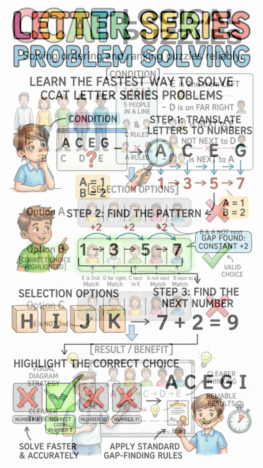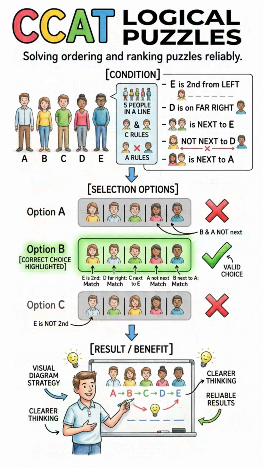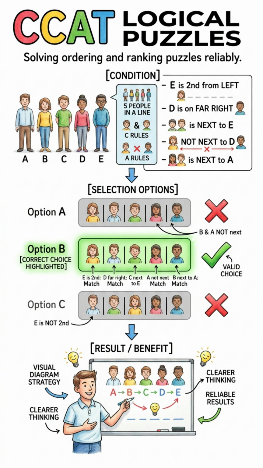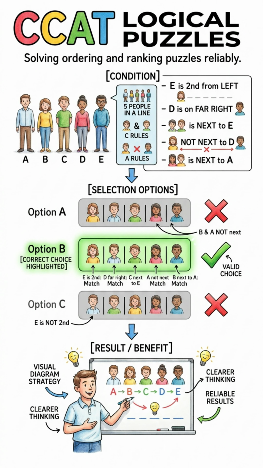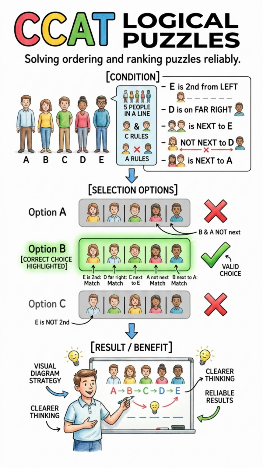Beyond number sequences, this section of the exam introduces advanced logical reasoning, often in the form of ordering or ranking puzzles. You might be asked to arrange 5 people in a line based on a series of confusing clues about who is standing next to whom. The only way to solve these reliably is to draw a simple visual diagram with blank dashes representing the physical spaces. Trying to hold all the moving pieces in your short-term memory is a guaranteed way to get confused and select the wrong answer.